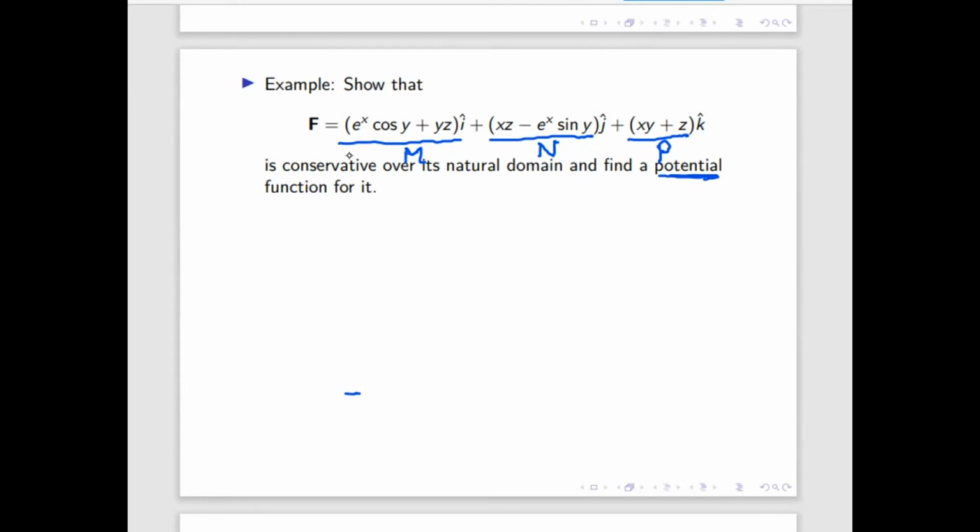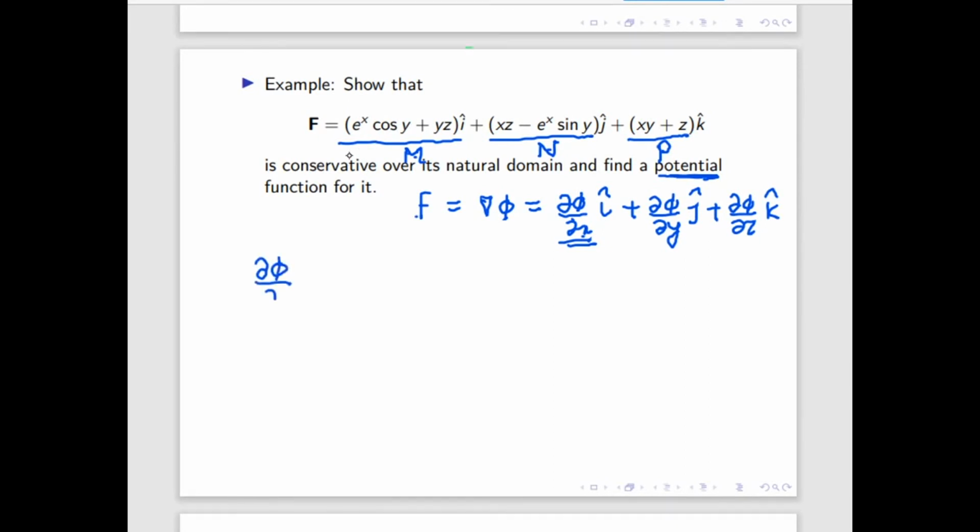So now I will do it for the potential function phi. That means we have to solve this. Solving this is the same as solving this: the i cap, this j cap, and this k cap. If we compare this equal to F, then the m value will be del phi by del x, the n value will be del phi by del y, and the p value will be del phi by del z.